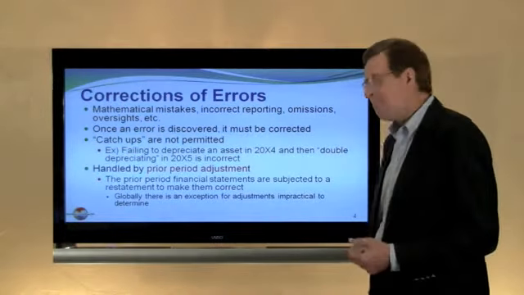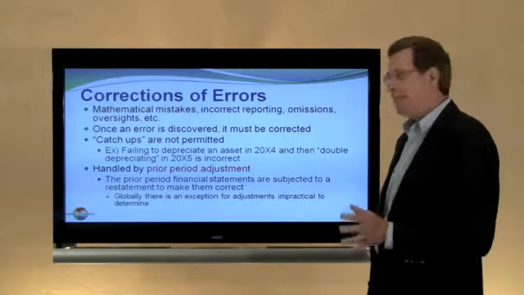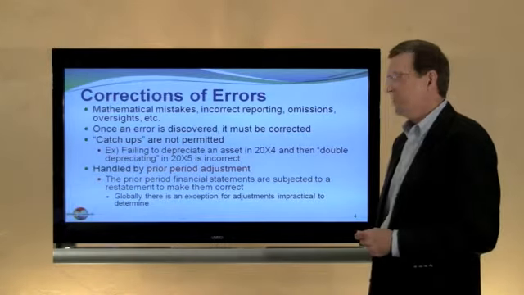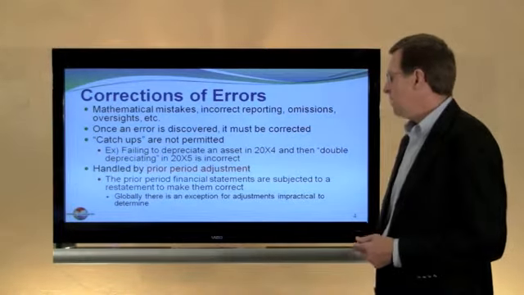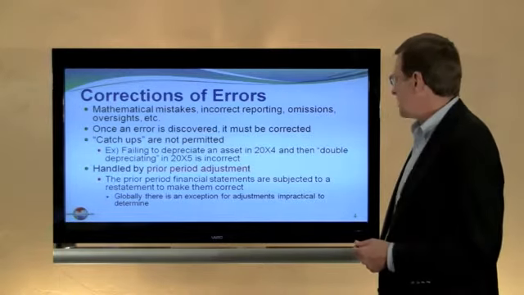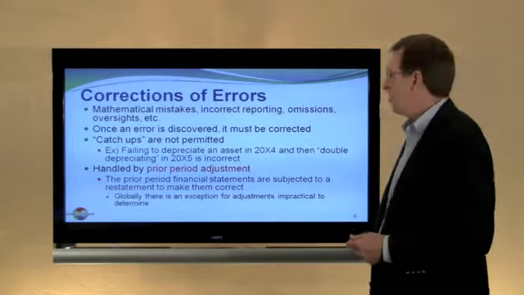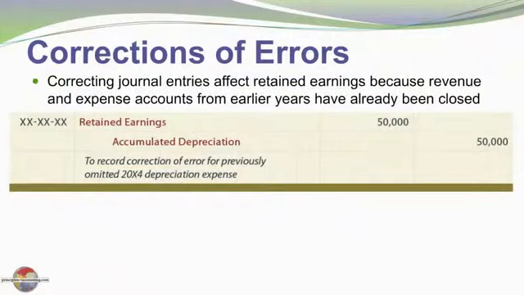Corrections of errors are handled by prior period adjustments. That is, the prior period financial statements are subjected to restatement to make them correct. Now, there is a global exception for adjustments that may be impractical to determine. Let's think about this in a journal entry context.